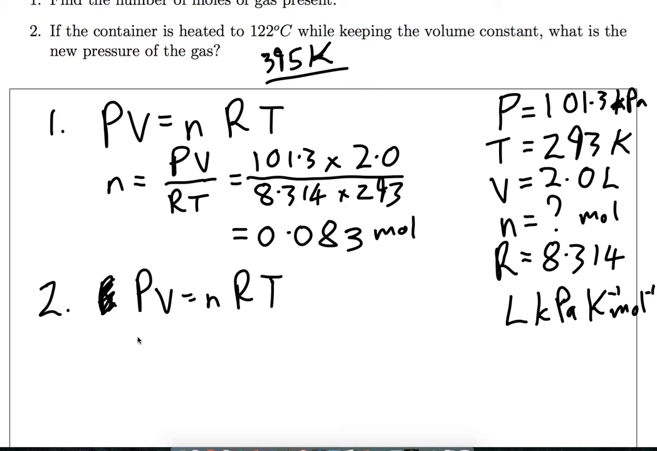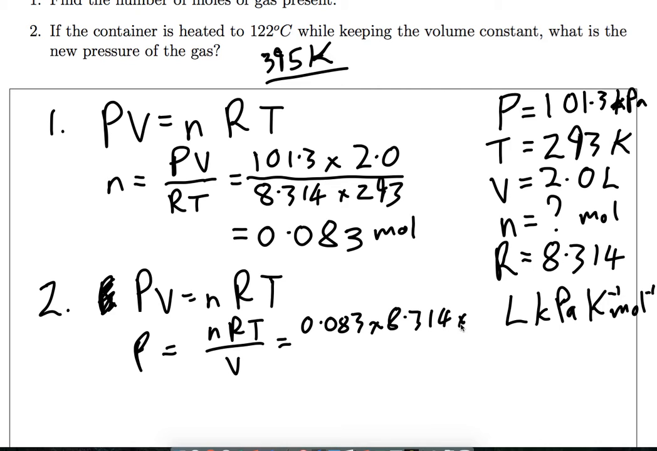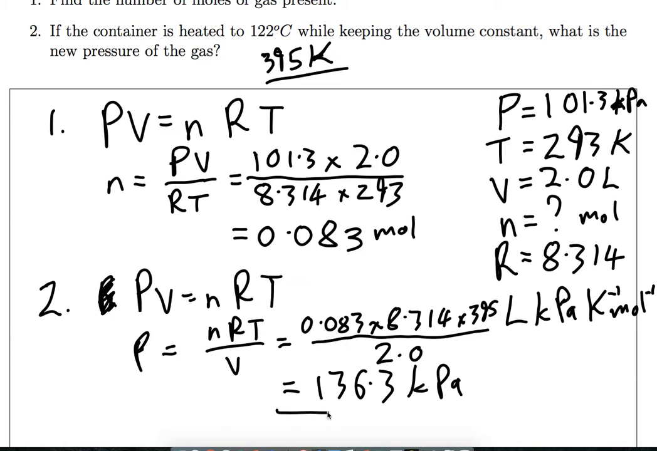So we can rearrange this a little bit. P = nRT/V = 0.083 times 8.314 times our new temperature, 395, over our volume, which is unchanged at 2, which equals 136.3 kilopascals. Now, we started at 101.3 kilopascals, and now we've heated it up without making the container any bigger. So it makes sense that the pressure has increased.